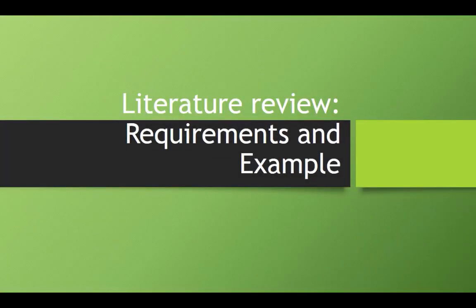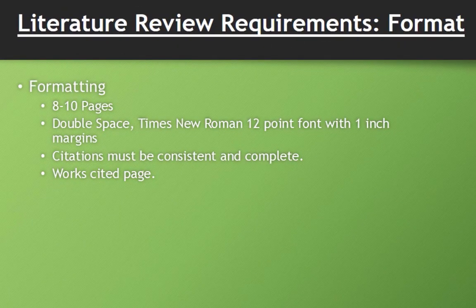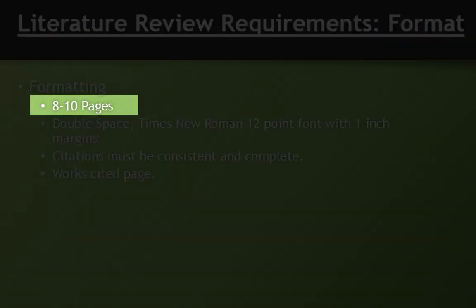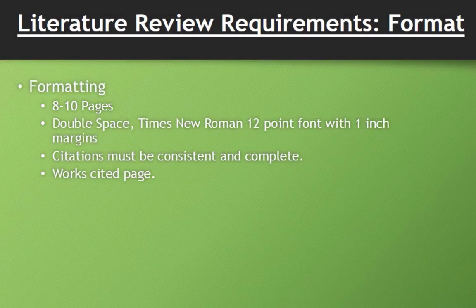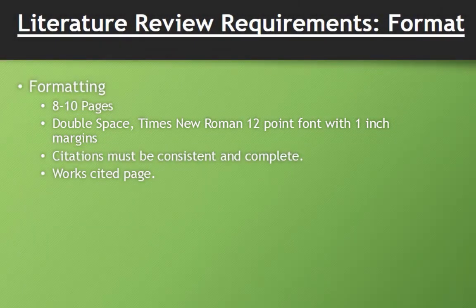In this presentation, I will include tips for writing an effective literature review. First, the format. Your literature review will be 8 to 10 pages. Papers must be Word documents and must be double-spaced in Times New Roman 12-point font with 1-inch margins.